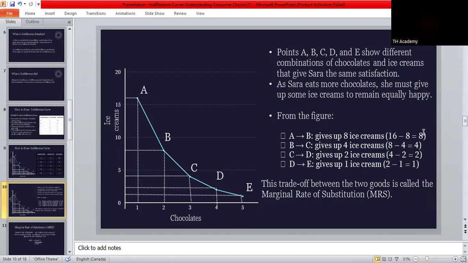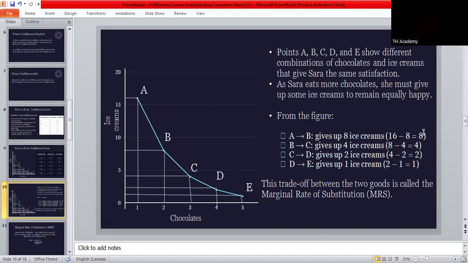From B to C, she gives up 4. From C to D, 2. And from D to E, only 1. So, this pattern shows the marginal rate of substitution, MRS. Now, what is marginal rate of substitution? The rate at which Sara gives up one good to get more of the other while staying equally happy. This trade-off between two goods is called MRS.